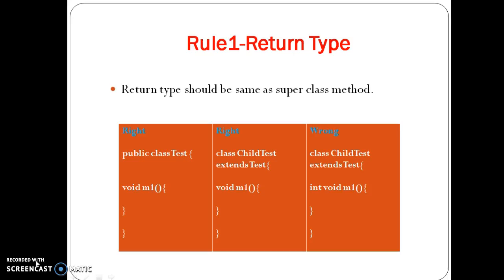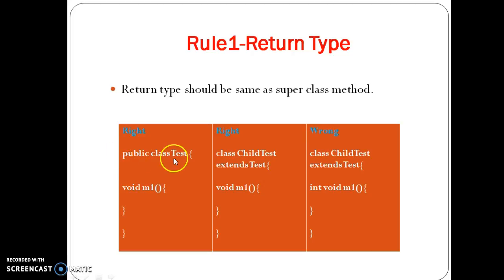So first and foremost rule is related to the return type. Return type should be same as superclass method. That means if superclass has a return type, the same return type should be there for subclass too. We should not add or modify it.